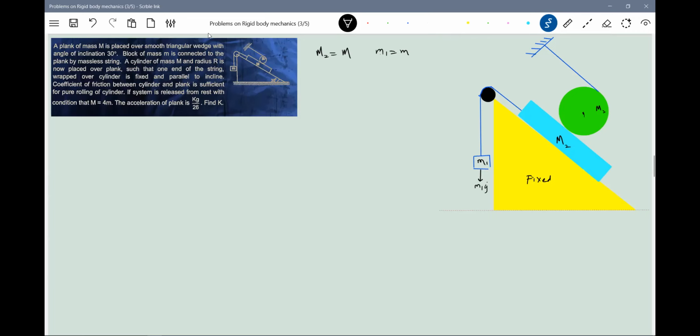Let's proceed into this one. The moment I release, here the tension, we call this T1. The weight m2g sin theta. What to decide now? It says the system is released, find, given the condition that m equals 4m, the acceleration of the plank. Further, some relationship is also there.